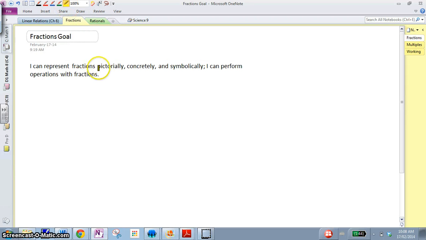Alright, this is our introduction to fractions. And our goal for fractions is that we can represent fractions a few ways. We want to represent them pictorially, concretely, symbolically. So with stuff, with pictures, and with numbers. And then we also want to be able to perform operations with fractions.